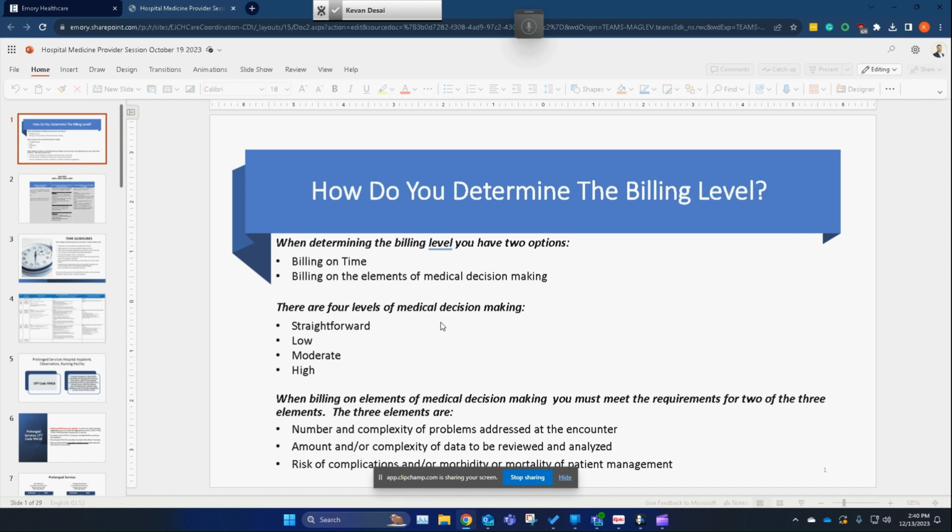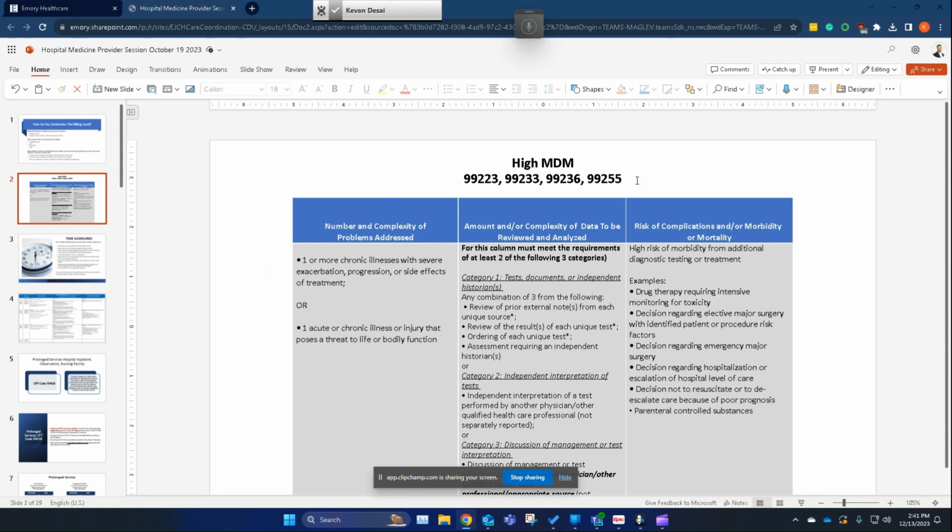There are four levels for medical decision making. The straightforward level I'm unclear on, but I know there's low, moderate, and high, and we're going to primarily go through high because that's where the majority of your bills should be if you're documenting properly and documenting how much time you're spending on the patients. Even if the patient is not critically ill in the hospital, we spend a lot of time going through the charts, discussing with family, getting everyone up to speed, talking to consultants, and pre-rounding, which makes the time component of billing make more sense. So let's move on to the high medical decision making.